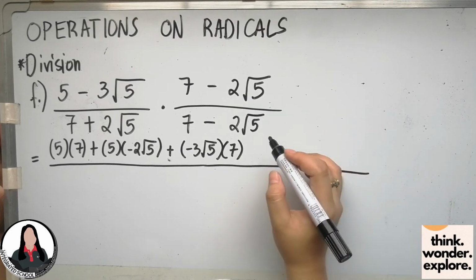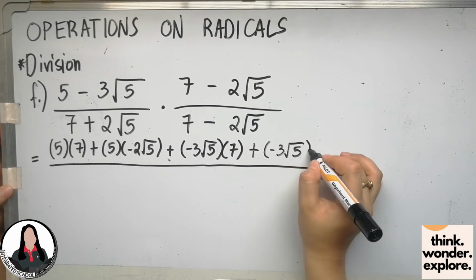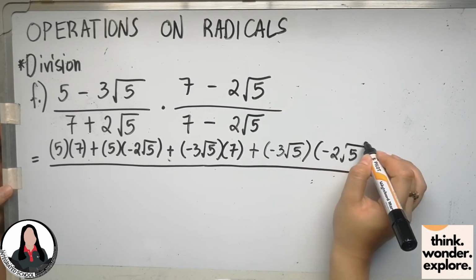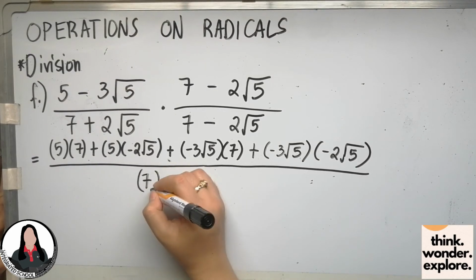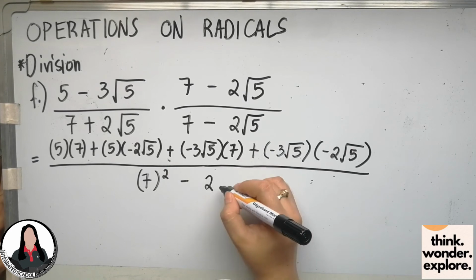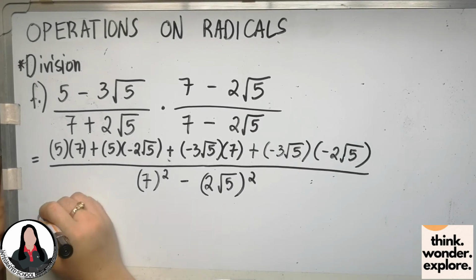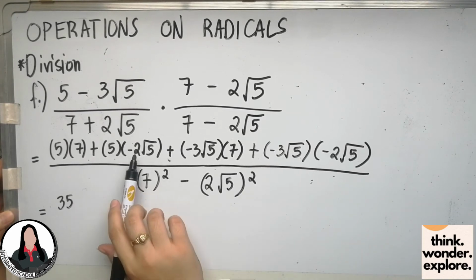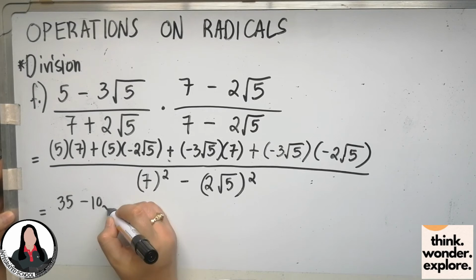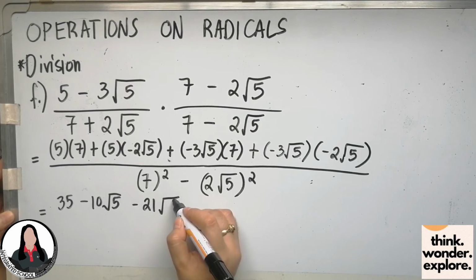Let's extend the fraction bar. And then plus the last terms, we have negative 3 square root of 5 multiplied by negative 2 square root of 5. Again, when we are multiplying the conjugates of a binomial, we will get the difference of two squares. So we have 7 squared minus 2 square root of 5 quantity squared. Okay? Then let's simplify. 5 times 7, that's 35. Plus 5 times negative 2 square root of 5, that's negative 10 square root of 5. Negative 3 square root of 5 times 7, that's negative 21 square root of 5.